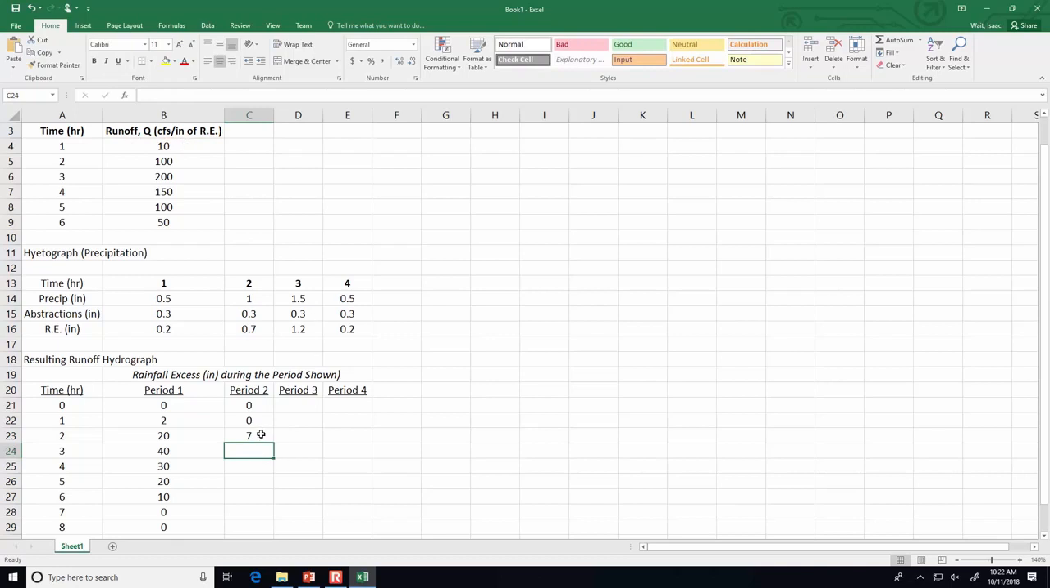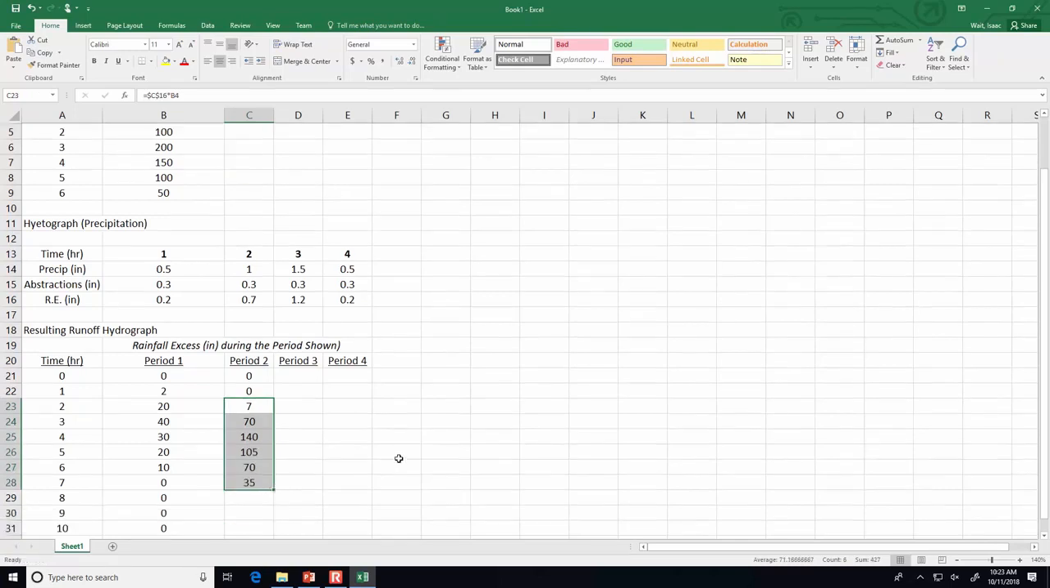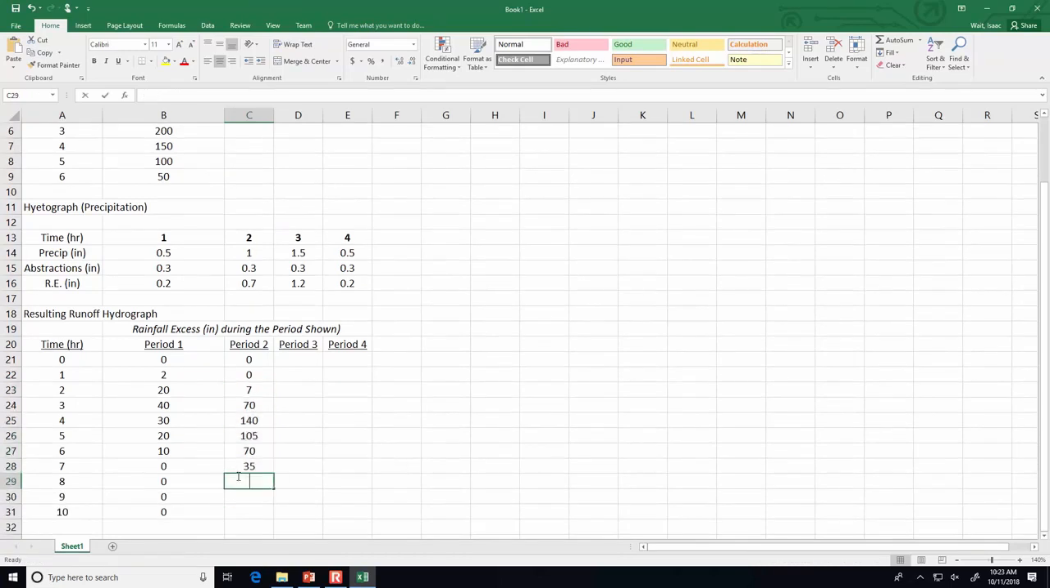Okay, so starts with 7. The next one is going to be 70. If I drag this down, hopefully it'll say 70. All right. 200 times 0.7, so that'll be 140 and so on. So I drag that down through, and then I have to put in the rest of these as 0 manually. So I delayed it. I moved that hydrograph down a row because period 2 is an hour later.